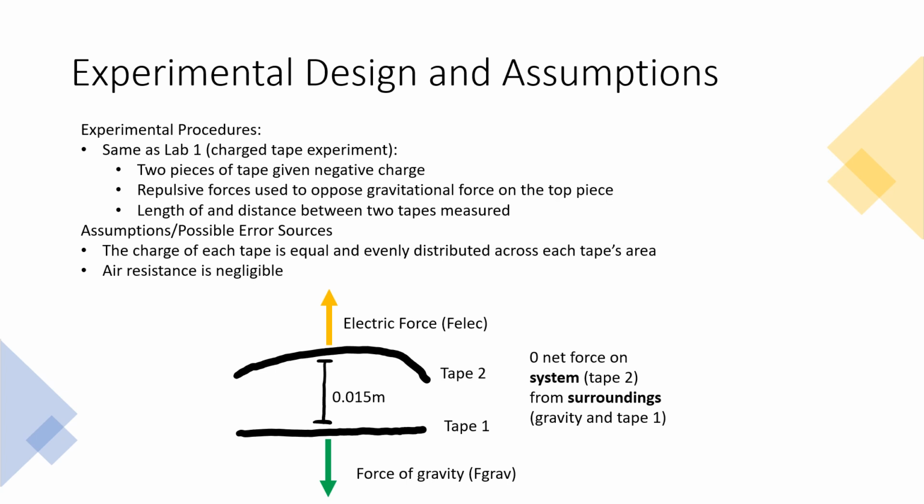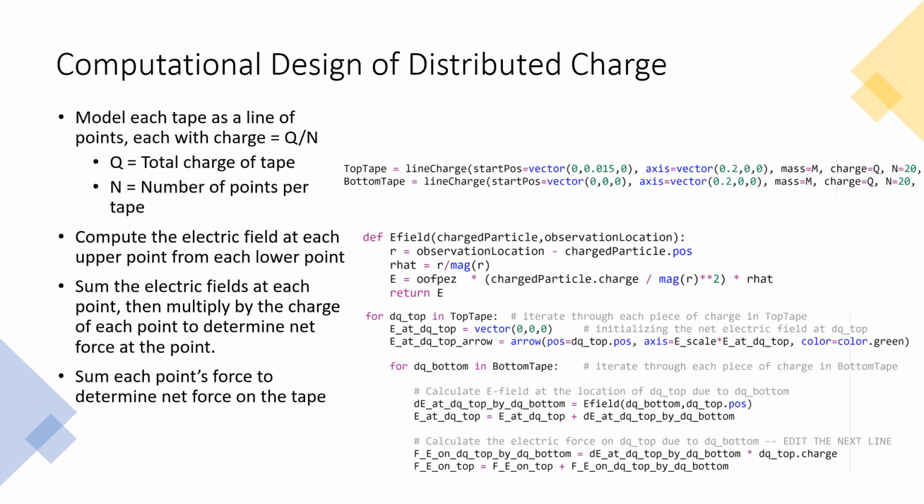Some assumptions that could also lead to possible error within the calculations were that the charge of each tape is equal and evenly distributed across each tape's entire area, and that air resistance on the top tape as it floats was negligible enough to not count towards any calculations.